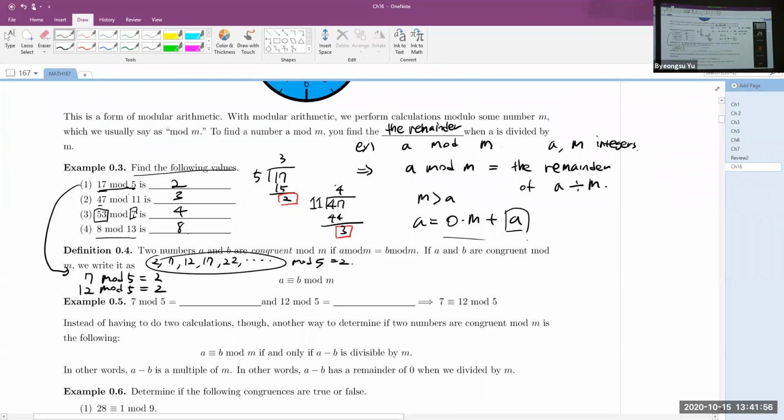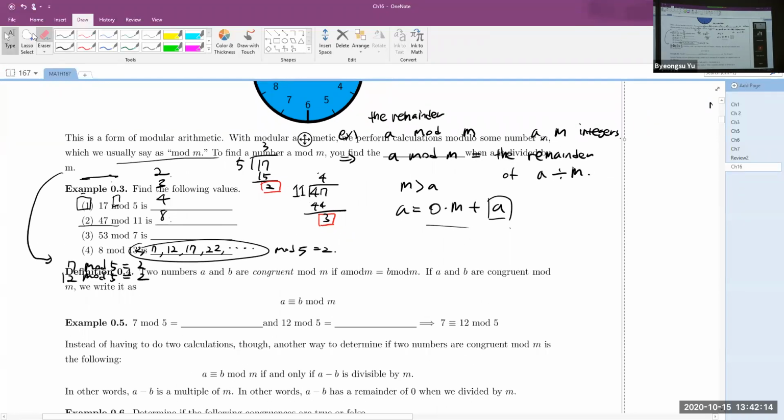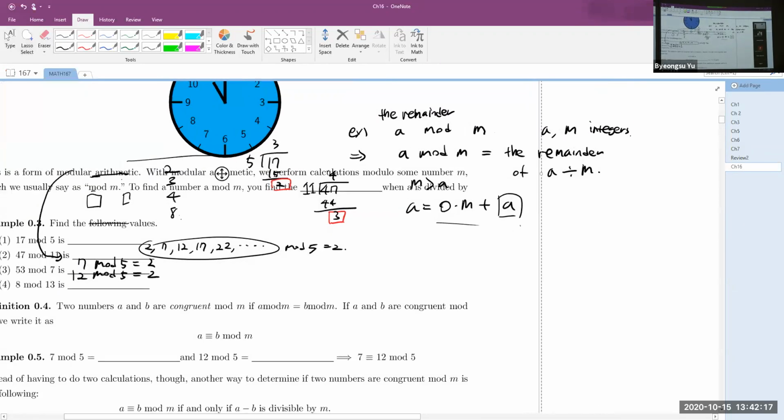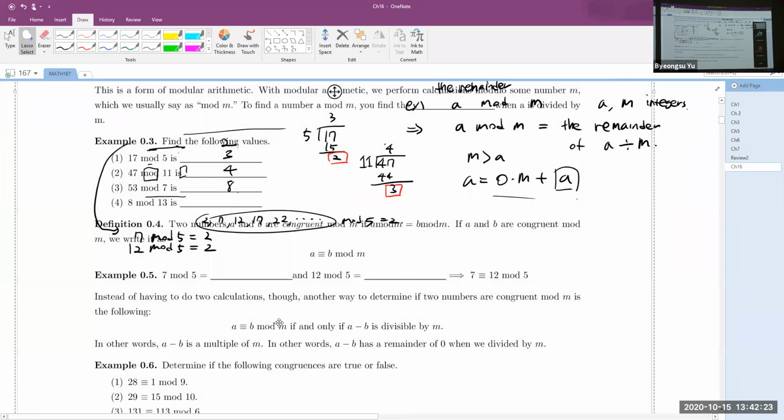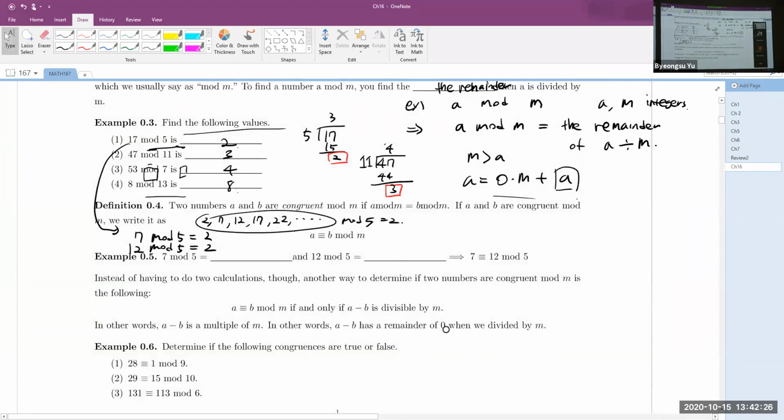In that case, we say that those numbers are congruent mod 5. So 2 and 7 are congruent mod 5, and 7 and 12 are also congruent mod 5, and so on, right? So that's the definition: two numbers A and B are congruent mod M if A mod M is equal to B mod M.